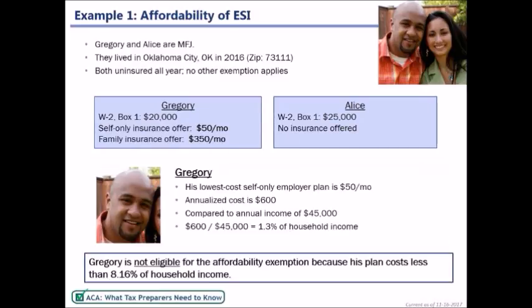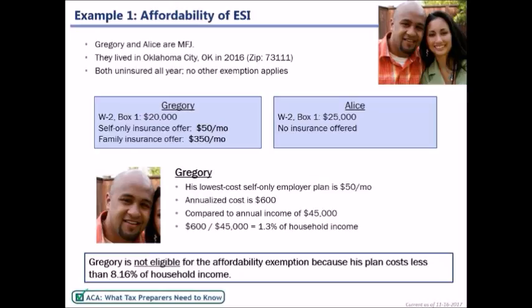We're going to start with Gregory. And our first question to him is going to be, were you offered self-only coverage? And the answer here is yes. He was offered an employer plan for $50 a month. We're going to annualize that. 50 times 12 is 600. And we're going to compare that cost to annual income. And we're going to see that it costs only 1.3% of household income. So we're including all household income, not just Gregory's income, and we're always annualizing the cost.